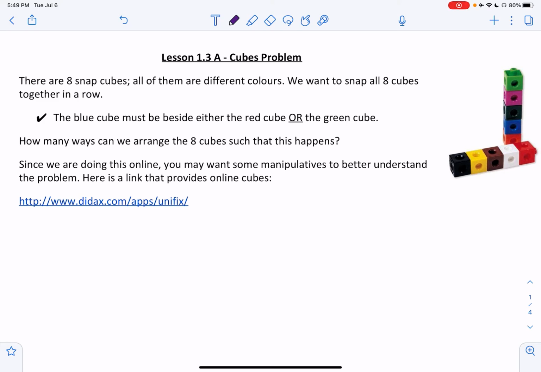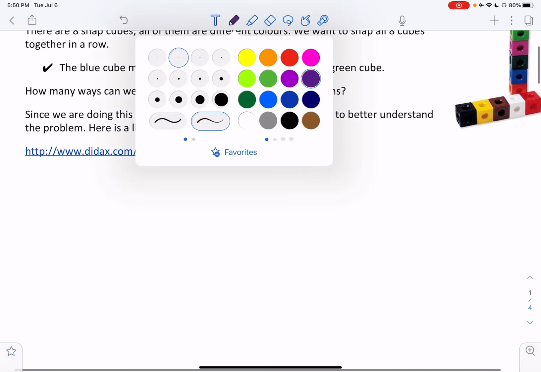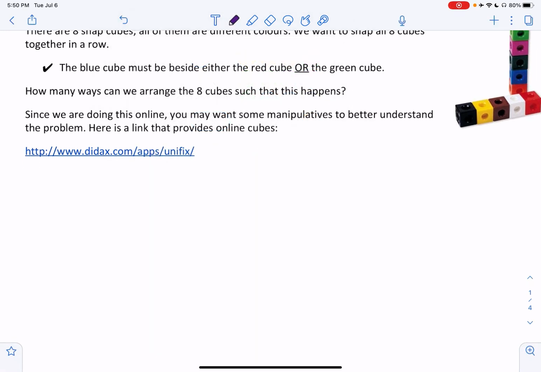So what we're going to do is look at this in terms of cases. Very often when we're looking at the number of ways something can happen, we need to break it down into cases in order to ensure that we've counted all of our different options and that we aren't double counting anything. And I'll explain what that means in a moment. So let's look at our first case here. The first option we can have is that the blue cube's beside the red cube. So that's going to be case 1.